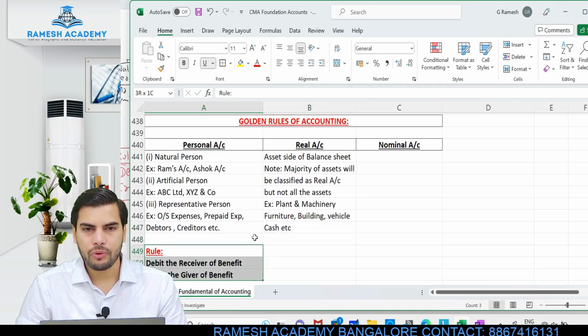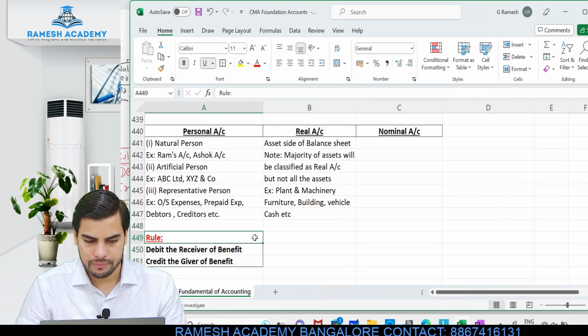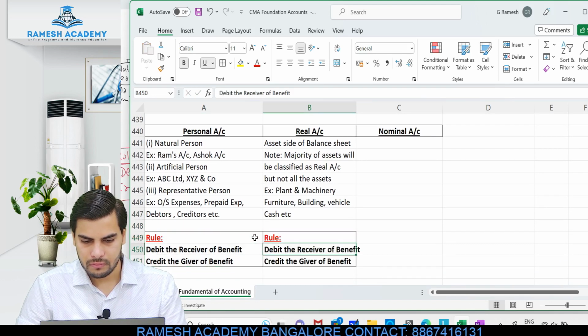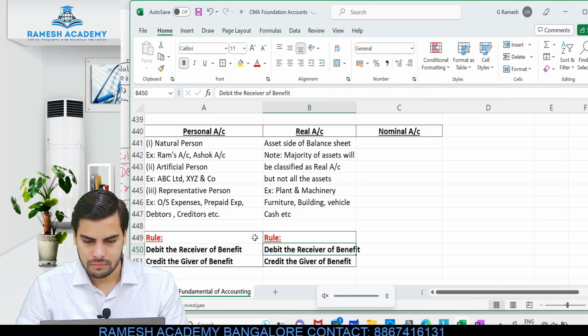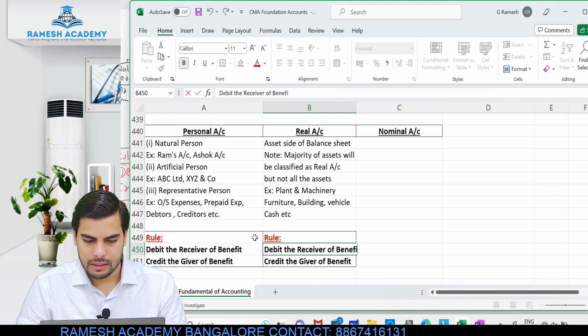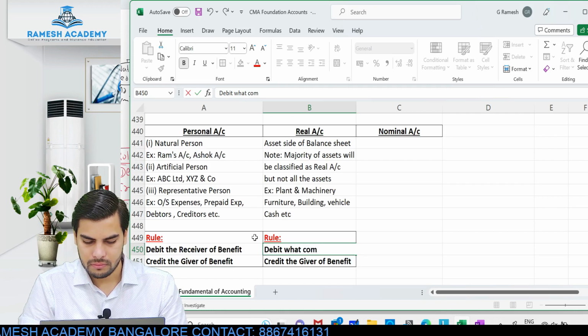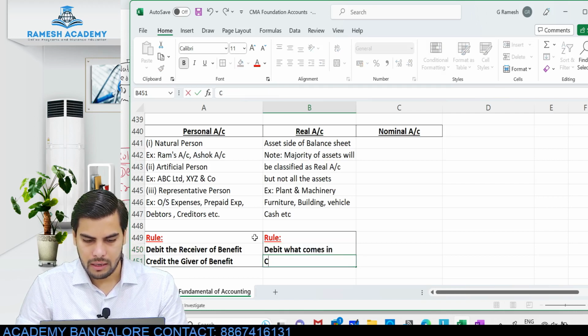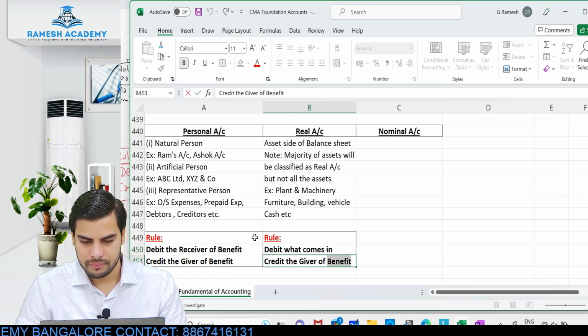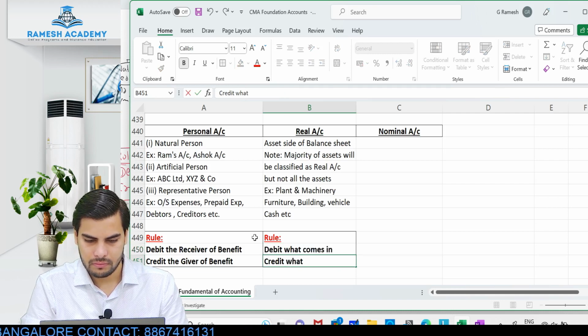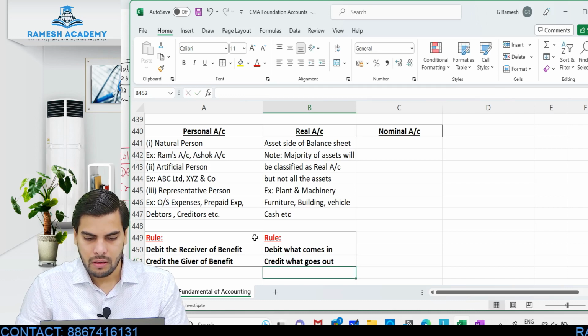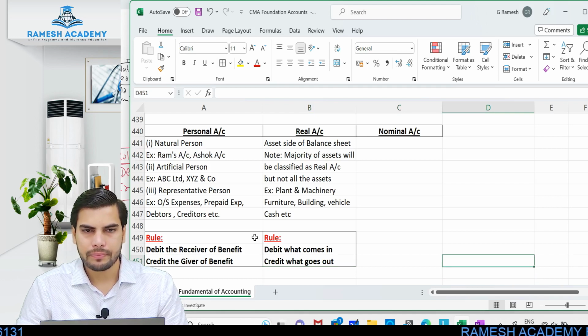Okay, so when it comes to rule, let's talk about the rule. The rule would be like this: debit what comes in and credit what goes out. So anything coming into the business will be treated as debit, anything going out of the business will be treated as credit, as simple as that. Is this clear?